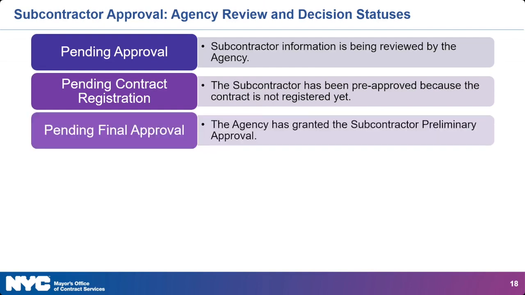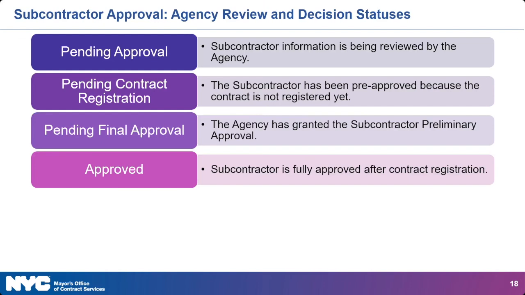Agencies shall notify the prime vendor within 30 days whether preliminary approval has been granted for a subcontractor. When the agency grants the subcontractor preliminary approval, the status will change to pending final approval. Once the contract is registered and the agency has fully approved the subcontractor, the status will change to approved. A notification email will be sent to the prime vendor and to the subcontractor.